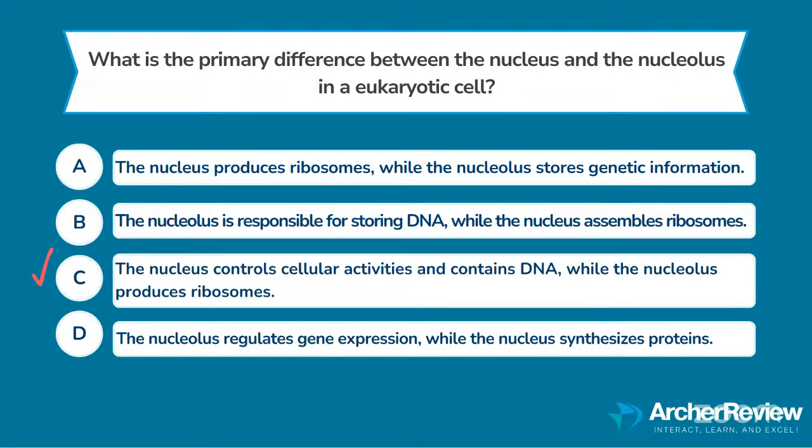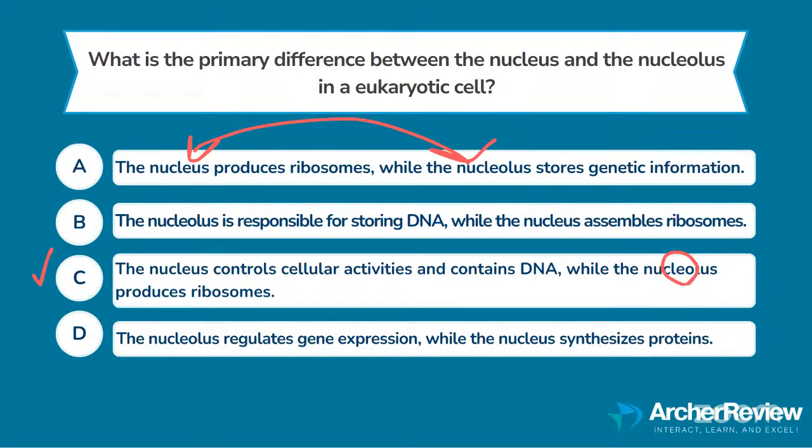And remember, I always help you remember the difference between the two words by focusing on Leo being in the middle of the name. And the structure that has Leo in the middle of the name is in the middle of the nucleus. So I use that as a way to remember that. So let's break down the others. The nucleus produces ribosomes? No. While the nucleolus stores genetic information, those are just transposed, just complete opposite of one another there.